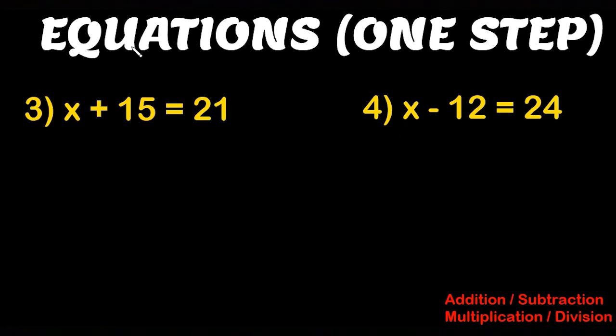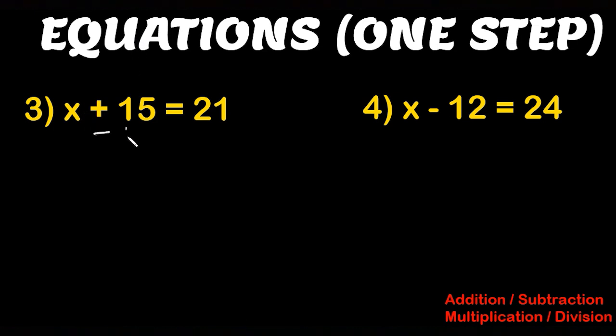Okay, so here are some more problems. Let's go ahead and take a look at number 3. You can see that I have addition, right? My goal is to isolate x. So in order to do that, I have to do the opposite of addition, which is going to be subtraction. What are we trying to get rid of? Well, we're trying to get rid of this positive 15. So what we need to do, we need to subtract both sides by 15.